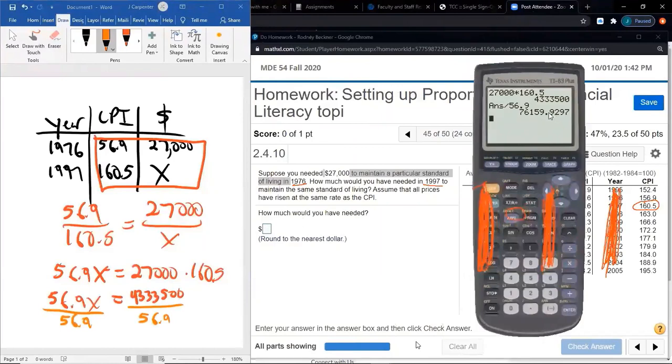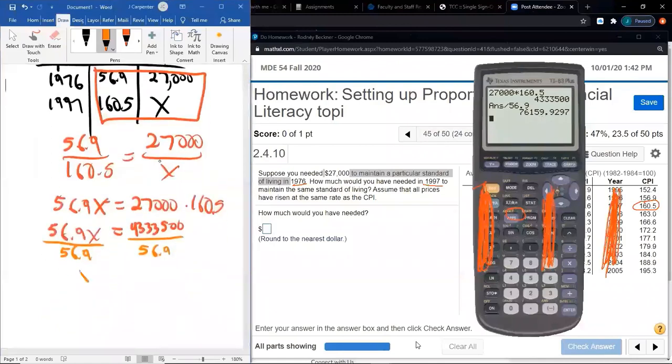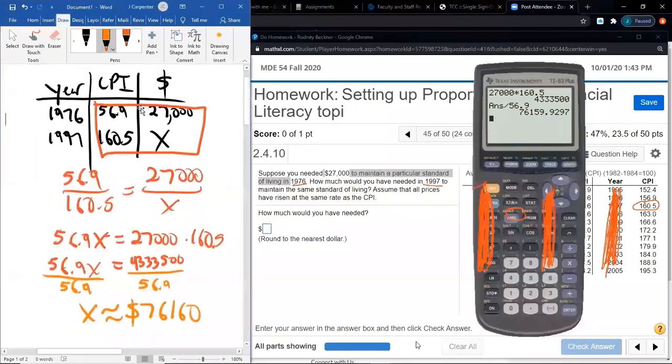So rounding to the nearest dollar, that's 92 cents or 93 cents, which rounds up to the nearest dollar. 59 to go to 60. So 76160. So x, when rounded, is about 76160. The x was in a spot talking about money, so that is a dollar amount. So that means that someone earning $27,000 in 1976 and completely happy with their lifestyle could have the exact same lifestyle in 1997 off of $76,000.